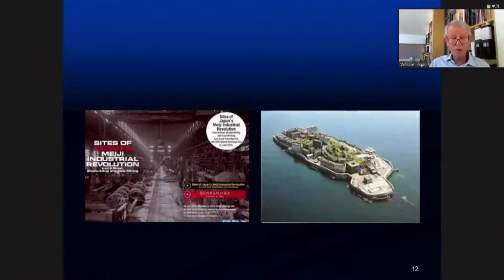The period of the property's OUV is the Meiji period, 1868 to 1912, but the committee was asking the interpretation strategy to go wider, to include the forced labour issue dating from the colonial period and the World War II period as part of the full history.